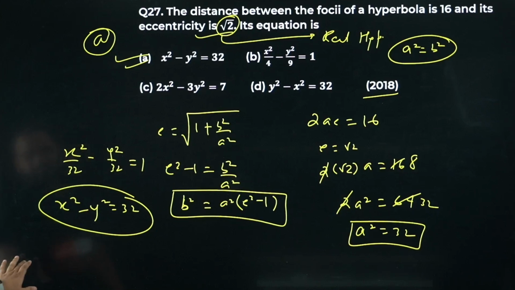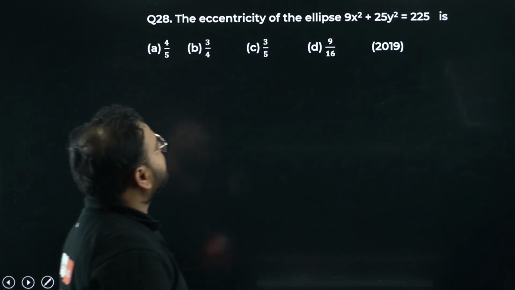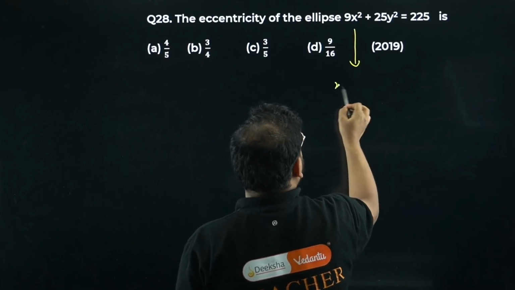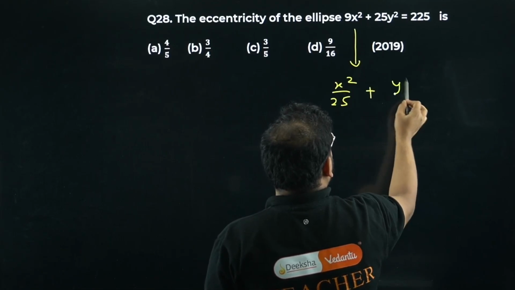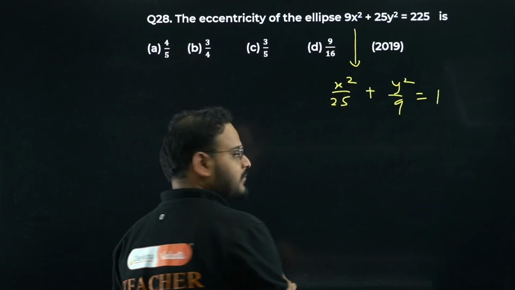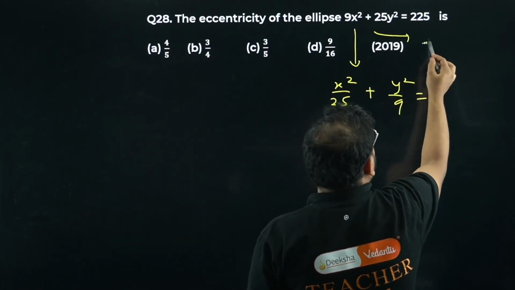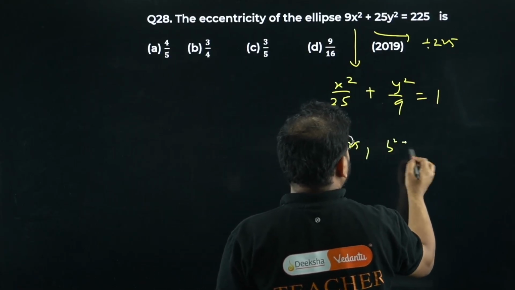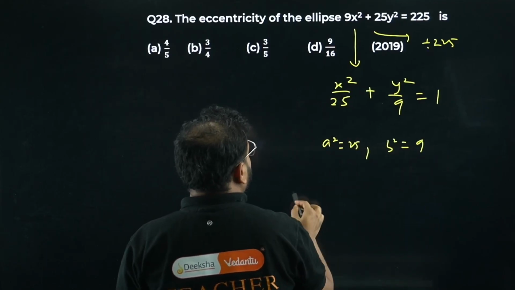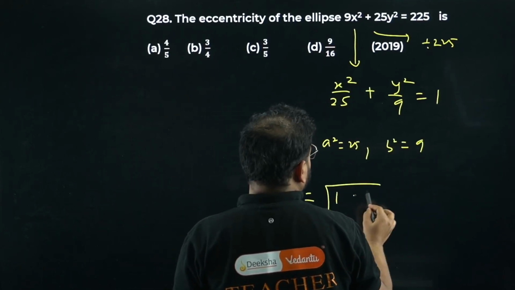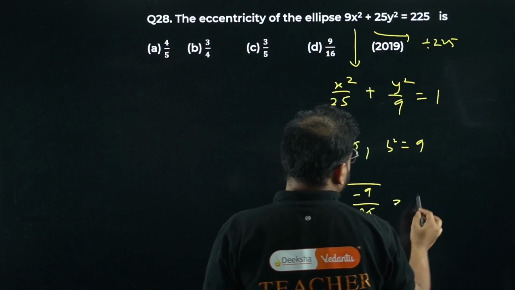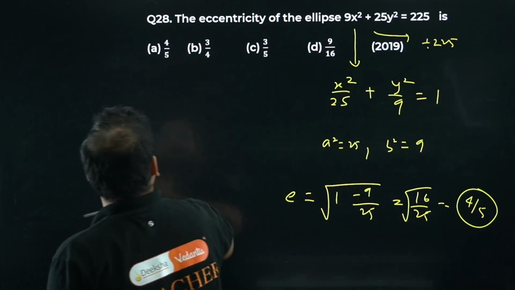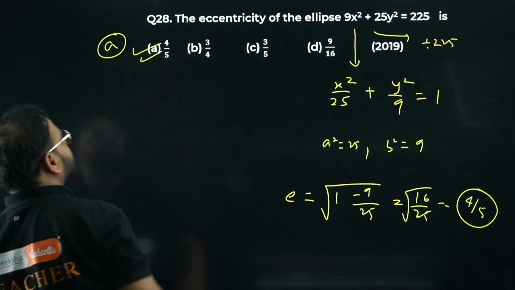Have a look, question 28. The eccentricity of the ellipse. Let's solve this first. Get the form right. We have 25 into 9 becomes 225. So we have x square by 25 plus y square by 9 equals 1. What I've done is divide both sides by 225. So a square is 25 and b square is 9. You want e for the ellipse, so we'll have the root of 1 minus 9 upon 25. I get 16 upon 25, and in the root I get 4 upon 5. Option A is correct.